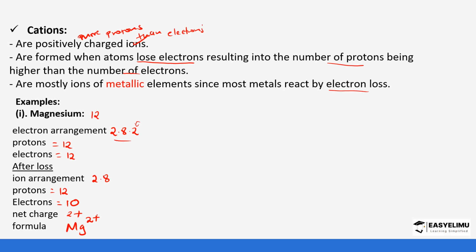Another way of presenting this is using dot and cross. If we are to present the ion, we can start with the atom and then go to the ion. The atom we discussed in the previous video is magnesium. We are going to put the first 2 electrons, and then in the second shell, you put the next 8 electrons.